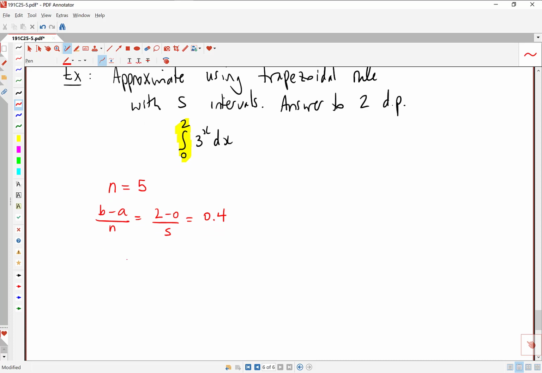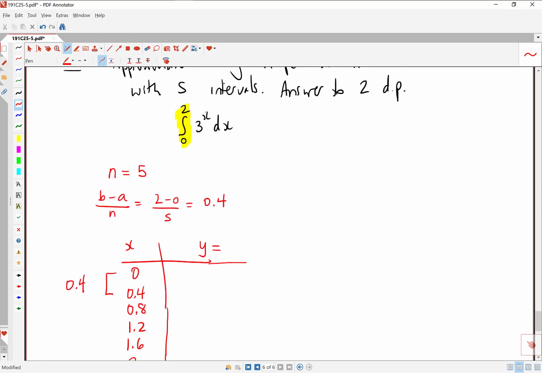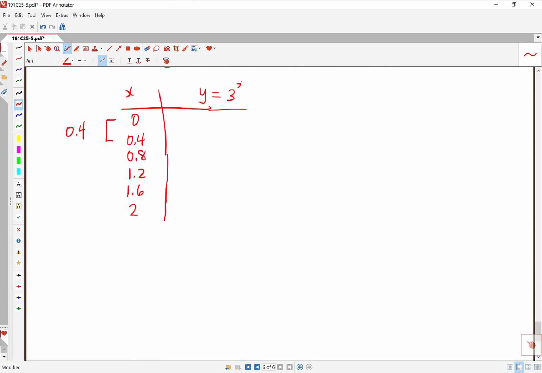From there, we should be able to build a table of values. So now that we've seen this once before, we should be able to do this part more quickly. So you start at your small number, a, finish at your big number, b, and you're going up in steps of 0.4. So whatever your b minus a over n value is, that's how much you increment x by. So our x values will be 0, 0.4, 0.8, 1.2, 1.6, and 2, just going up in increments of 0.4. Then, to get our y values, we plug into whatever function we're trying to integrate. So the function we're trying to integrate here is 3 to the x.